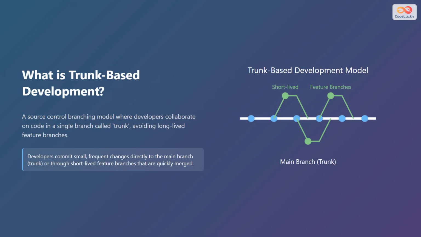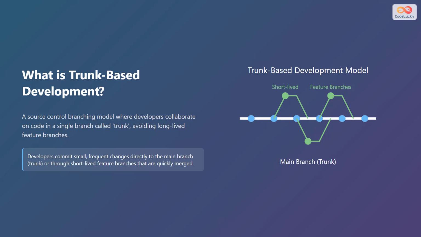So, what exactly is trunk-based development? At its core, it's a source control branching model where developers collaborate on code in a single branch. This single branch is often called trunk or main. This method avoids long-lived feature branches.